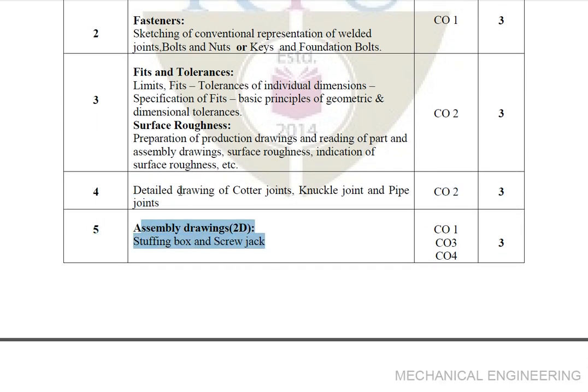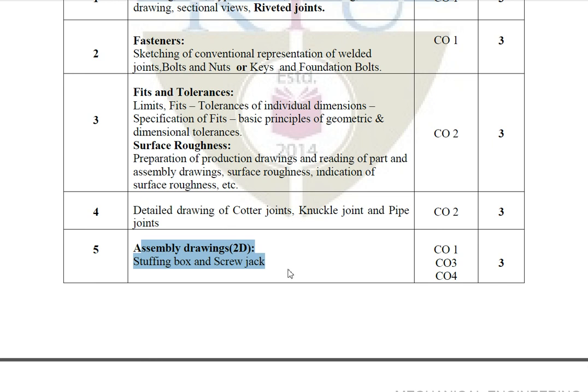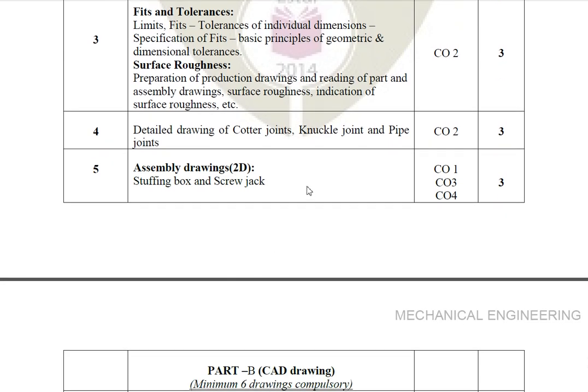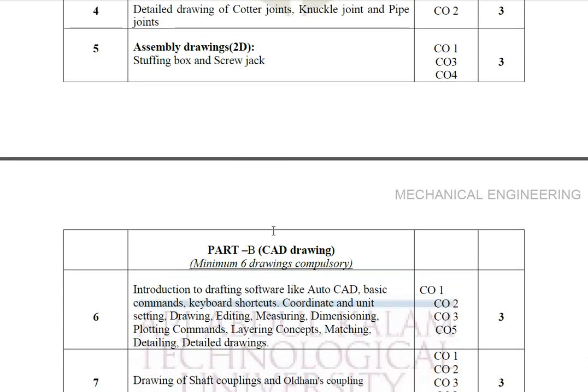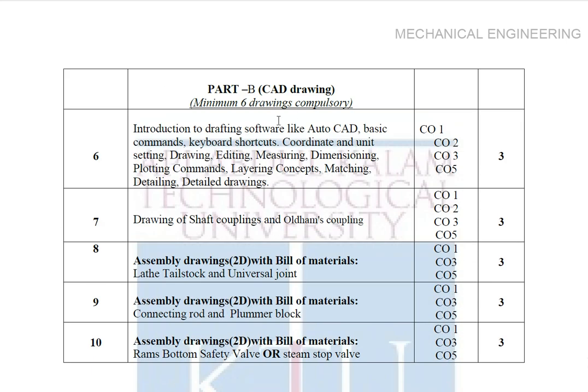And in an assembly drawing, almost all these things will be there. For example, there will be nut and bolt and all. So all this comes under the assembly drawing, right? In the detailed drawing, you will be given the components. You have to assemble all the components and come up with the final assembled drawing, right? So part 2 is completely about CAD drawings, right?